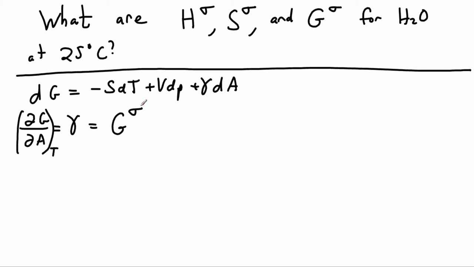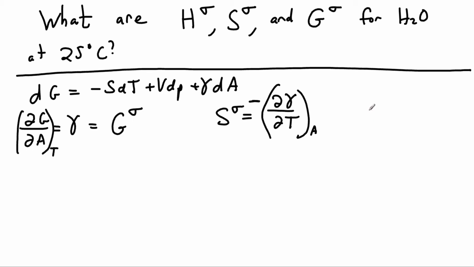So we have G sigma, but how do we break that Gibbs energy for the surface into an enthalpy part and an entropy part? Well, in the previous podcast, we saw that using a Maxwell relation, we can get the entropy from the derivative of the surface tension with respect to temperature. So if we can just get that data somehow, either by measuring it or looking it up, we can calculate S sigma.